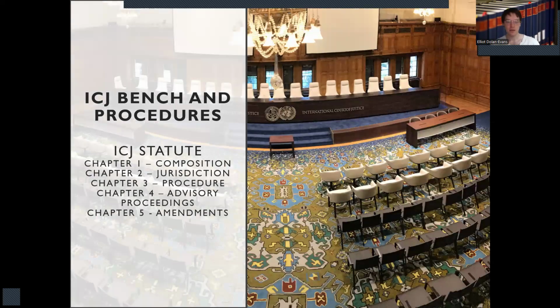So now, sorry, I'm now back on the right slide. Let's talk a little bit more about the ICJ statute itself. And I promise, the important points I'll also put in the notes too.